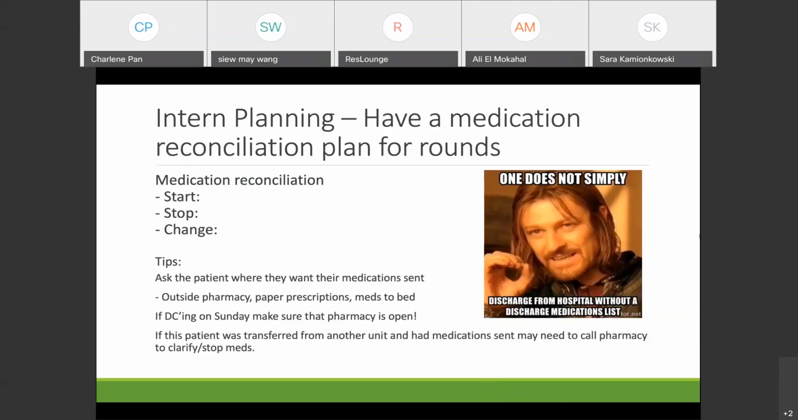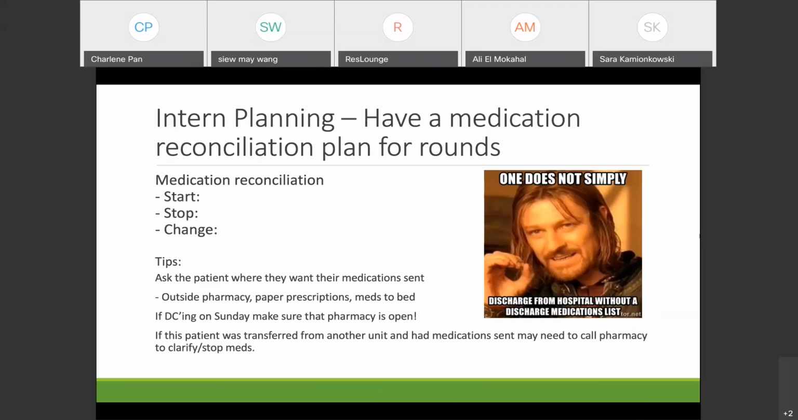So the next step is intern planning. Basically you should have a medication reconciliation plan for rounds. Having this plan allows you to discuss it with your attending and the senior during rounds. So you want to know what medications you're going to start, stop, or change. For instance, say a patient came in for community-acquired pneumonia, they're on ceftriaxone and azithro. What are you going to send them out on? You're not going to send them on ceftriaxone because that's IV. So you need to have a plan, okay?